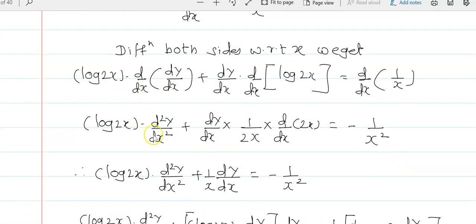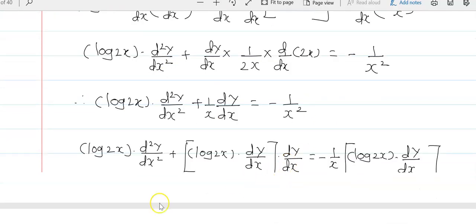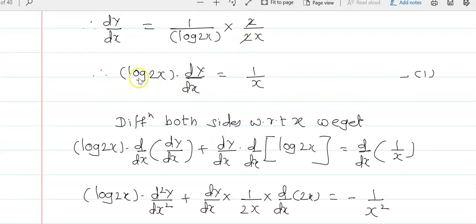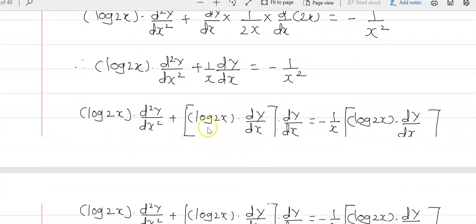It's a differentiation. d2y by dx square, 1 upon 2x, derivative of 2x is 2, minus 1 upon x square. Log of 2x into d2y by dx square plus 1 upon x into dy by dx is equal to minus 1 upon x square. And that's why log of 2x into d2y by dx square. Substitute the value of 1 upon x. What is the value of 1 upon x? That is log of 2x into dy by dx. This is log of 2x into dy by dx into dy by dx is equal to minus.